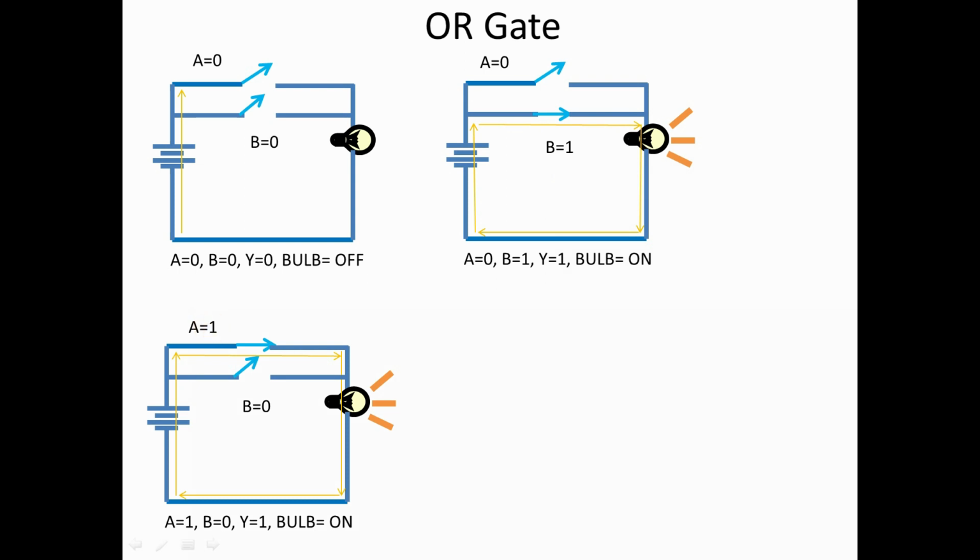Similarly, when A is equal to 1, B is equal to 0, then this switch is on state, and the other is open, off state. Hence, the current flows through switch A to the bulb. Then the bulb is on, that output is logic 1.